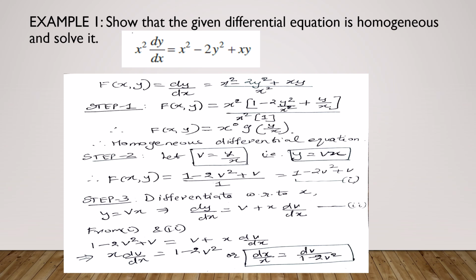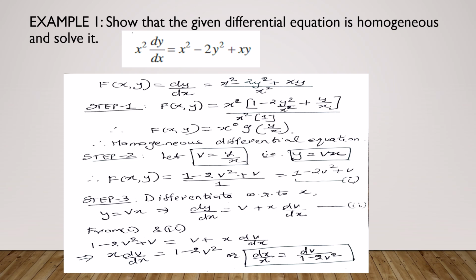The second thing is what we have assumed: y is equal to vx. Suppose I differentiate both sides, then dy by dx is equal to, by the multiplication rule, v into dx by dx, which is 1, plus x into dv by dx. Now remember, this equation dy by dx is equal to v plus x into dv by dx will be the same for all the examples if you use this technique. Now from 1 and 2, just equate both dy by dx. So you will get 1 minus 2v square plus v is equal to v plus x into dv by dx.